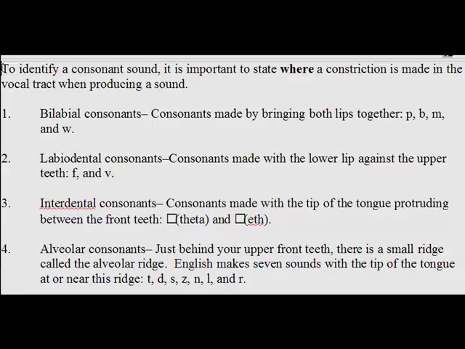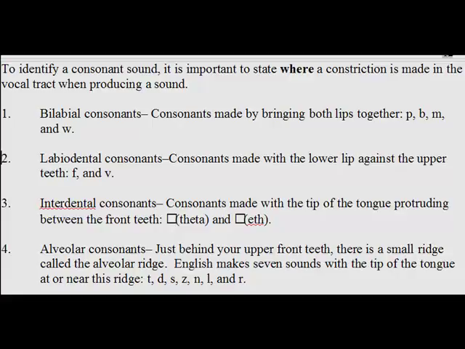To identify a consonant sound, it is important to state where a constriction is made in the vocal tract when producing a sound. Number 1, bilabial consonants. These are consonants made by bringing both lips together. For example, the P, the B, M, and the W sounds.